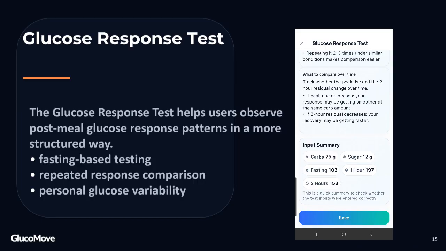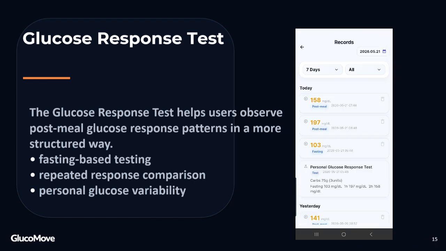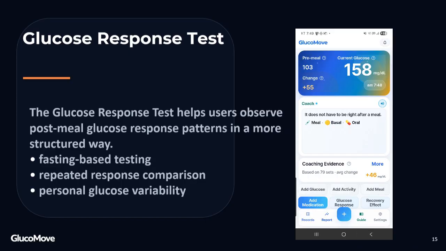Most importantly, users should try to consume the same type of energy gel and the same amount during each repeated test. This test is intended to be performed in a fasting state, and because it may rapidly increase glucose levels, it does not need to be performed frequently. Instead, users are encouraged to build regular datasets in daily life and use this test occasionally when they want to observe whether their glucose patterns and recovery responses are improving over time.